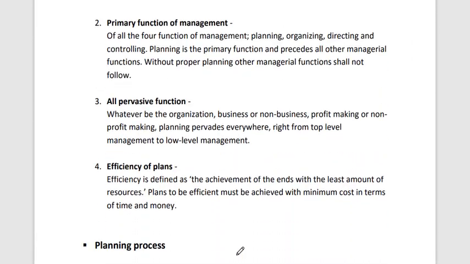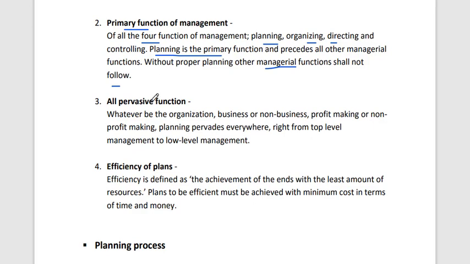Second, planning is the primary function of management. Of all the functions, the other four functions of management are organizing, staffing, directing, and controlling. Planning is the primary one. Without planning, no other function can be there. So first of all we have to complete the planning function. Without proper planning, other managerial functions shall not be followed. So to complete all the functions of management, we have to make proper planning.